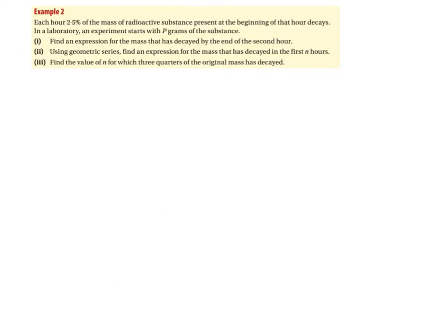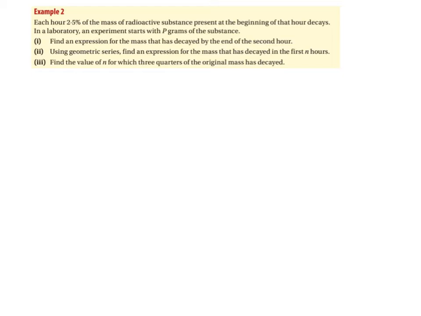Hi guys, so this is the second example for this particular part of the book. It says each hour 2.5% of the mass of a radioactive substance present at the beginning of the hour decays. In a lab, an experiment starts with p grams of the substance, and we have to find the expression for the mass that has decayed by the end of the second hour.